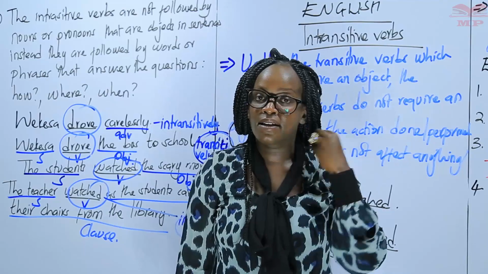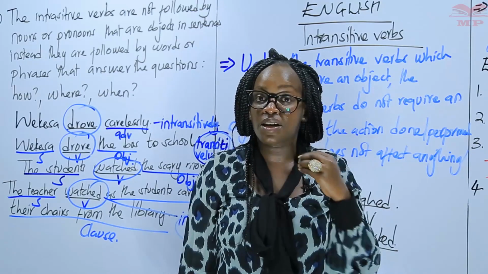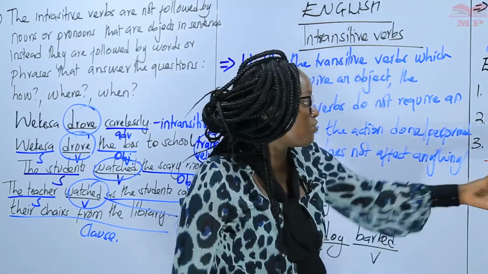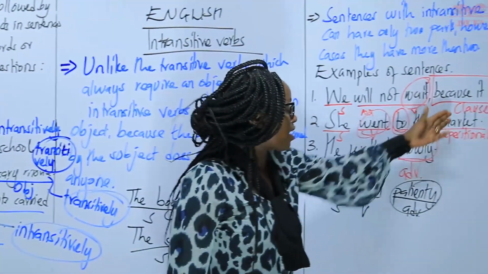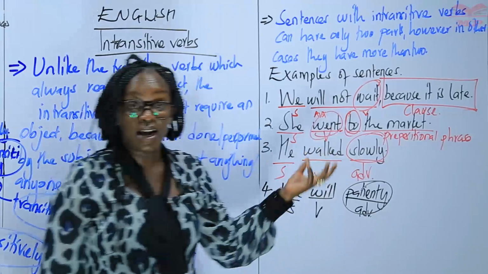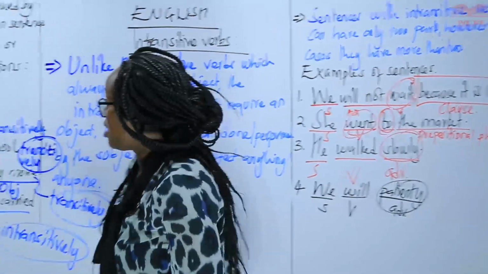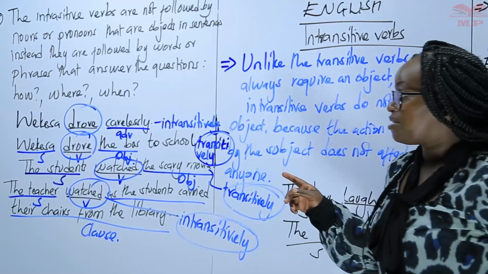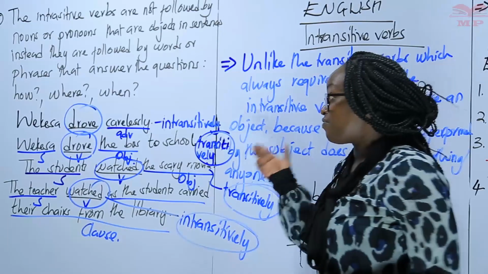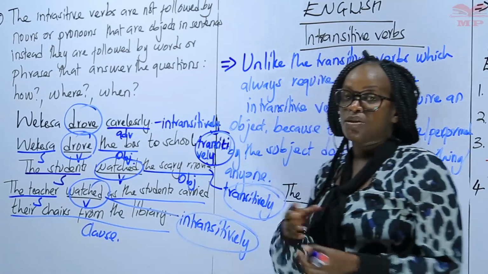It is answering the question where. So unlike the transitive, these ones are always followed by those things. And I've given examples where we have a prepositional phrase, where we have a clause, where we actually have an adverb. And then I've also mentioned that we have some unique verbs that can be used both transitively and intransitively, and I've also given examples. So it is up to you.